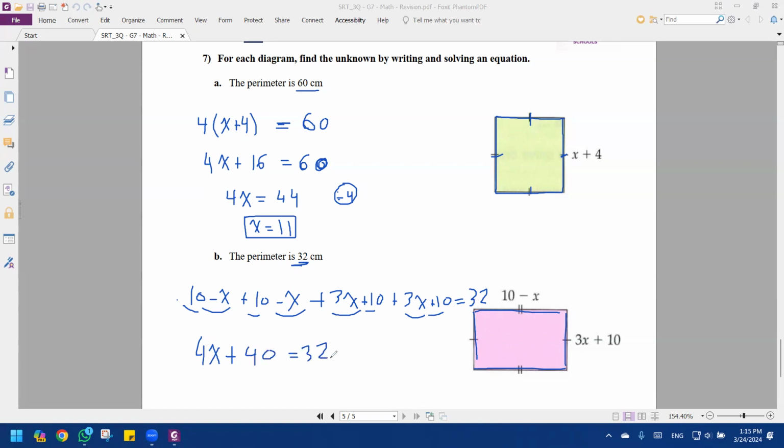equal to 32. Let me take 40 to the other side, will be minus 40. 4x equal to 32 minus 40. The difference is 8, but the negative value is bigger. 40 is bigger, so it's minus 8. Now we have to divide by 4. X is equal to minus 2. Now, can x be negative? Yes, it can be. So x is minus 2.